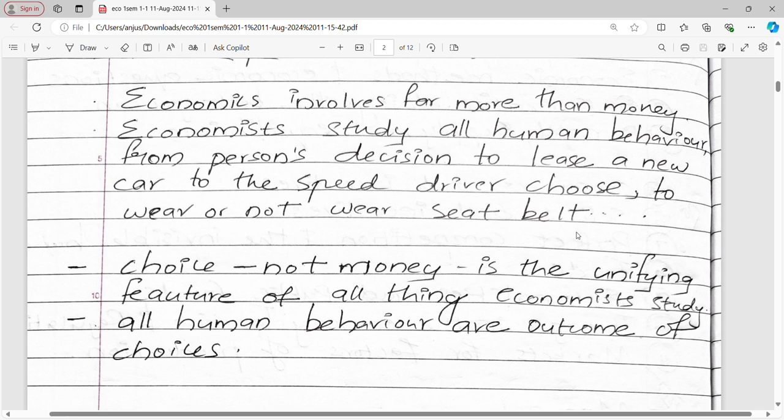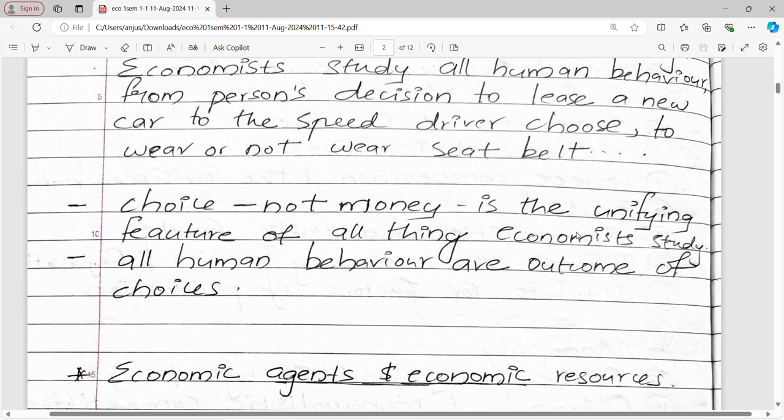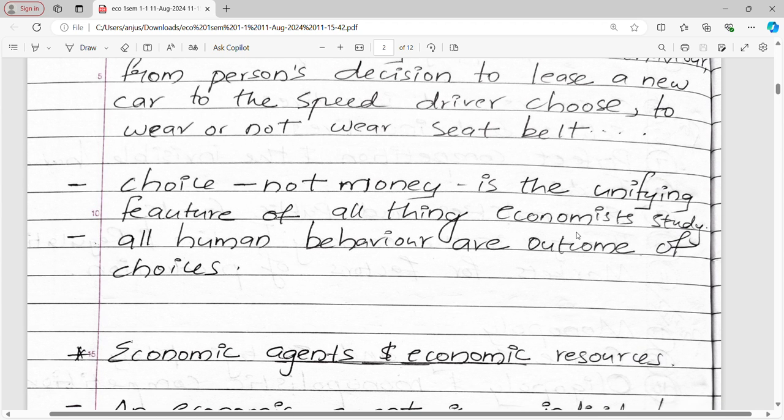Economists study all human behavior, from a person's decision to lease a new car to the speed a driver chooses, or whether to wear a seatbelt while driving. So economics is not just about money, it is about the choices that a human makes. The human behavior is studied here. This choice, not money, is the unifying feature of all things economists study. All human behaviors are outcomes of choices.